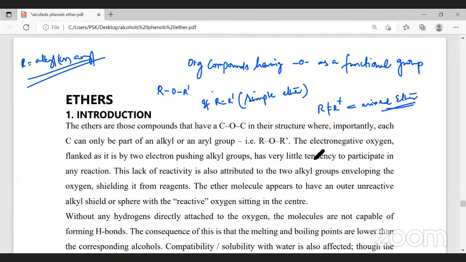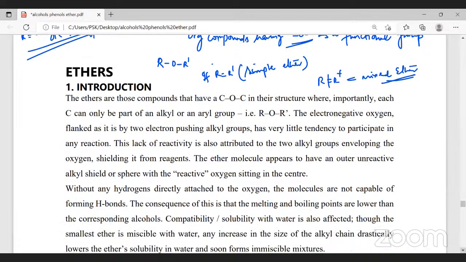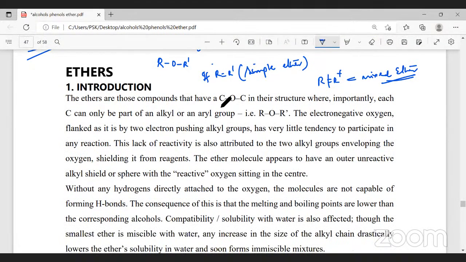Now, any organic compound containing oxygen as a functional group will be called an ether. So ethers are those compounds which have a carbon-oxygen-carbon bond. So R is an alkyl group, it is a carbon-oxygen-carbon bond in the structure. Importantly, each carbon can only be a part of an alkyl group or an aryl group. I told you R can be an alkyl group or aryl group. The general representation of an ether is ROR'.